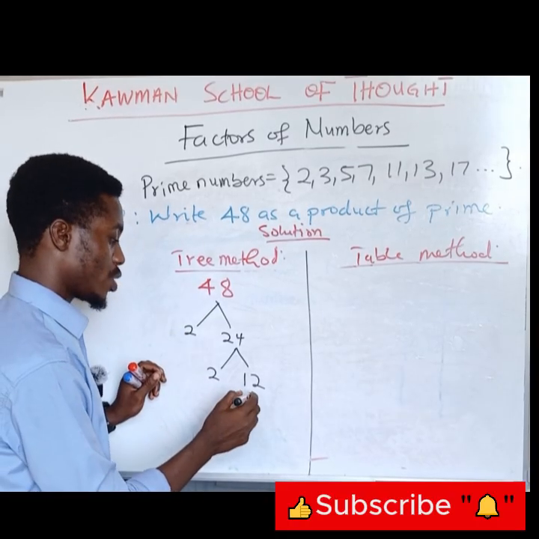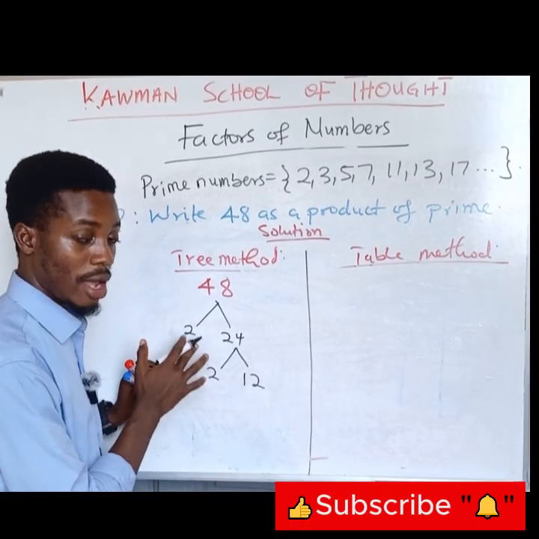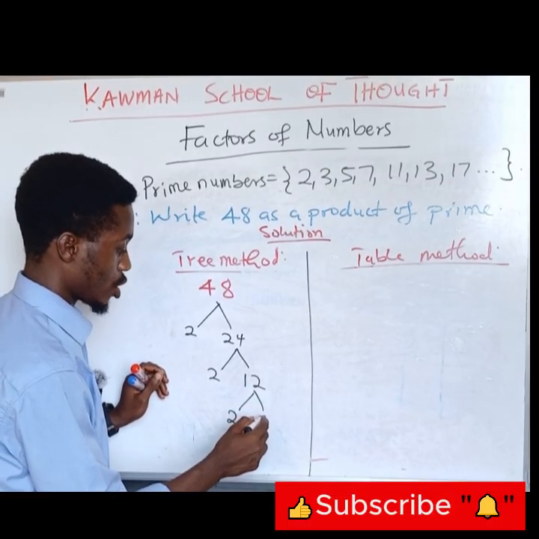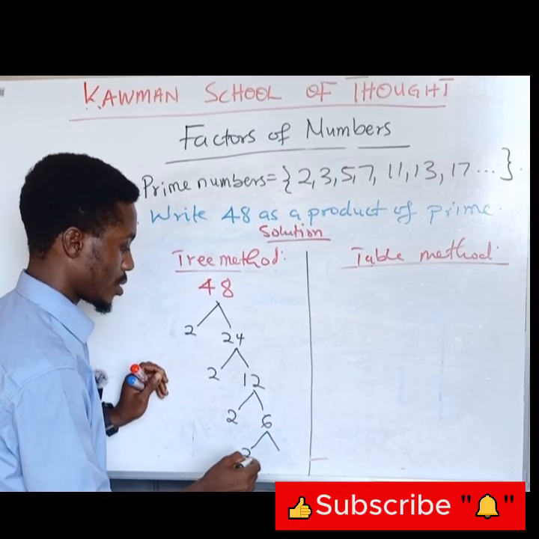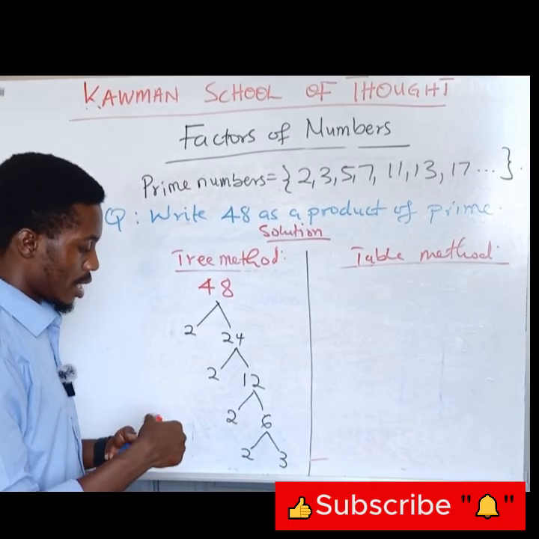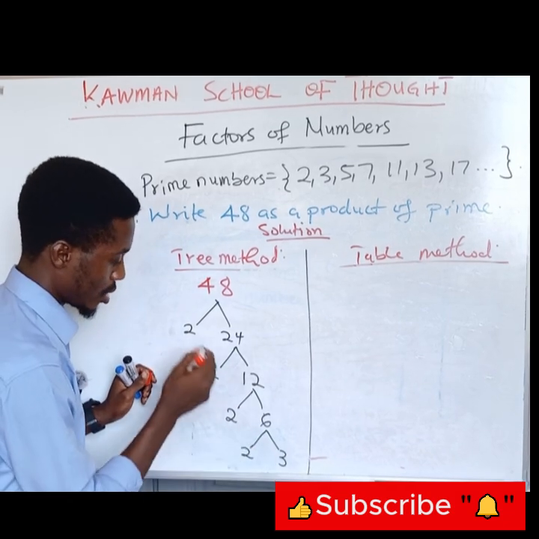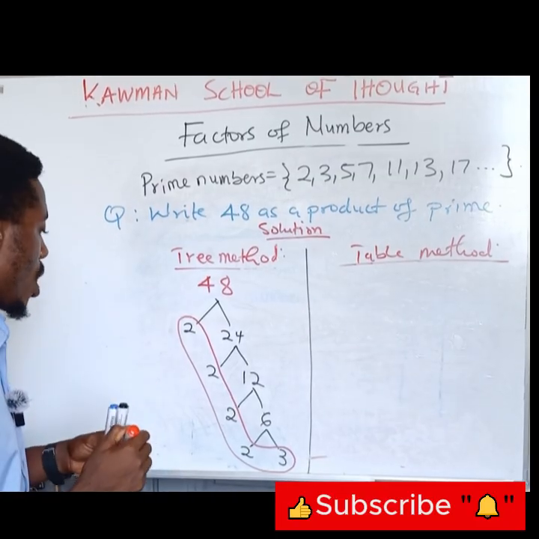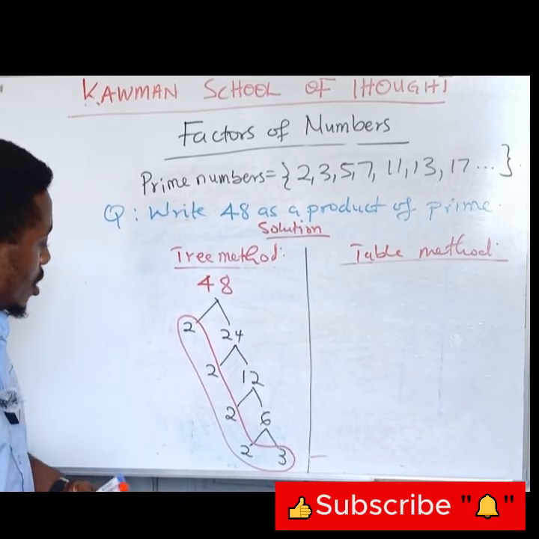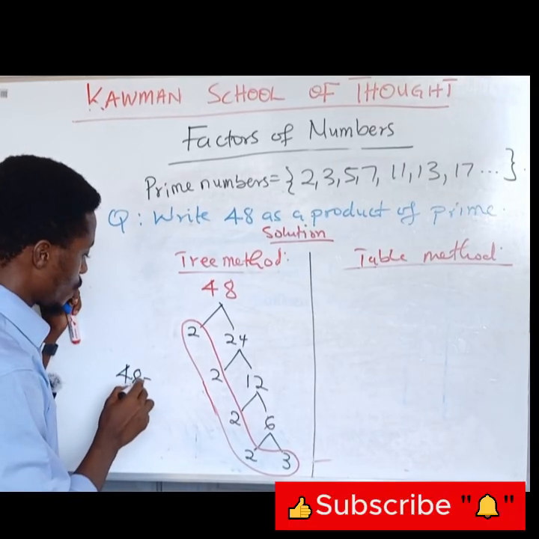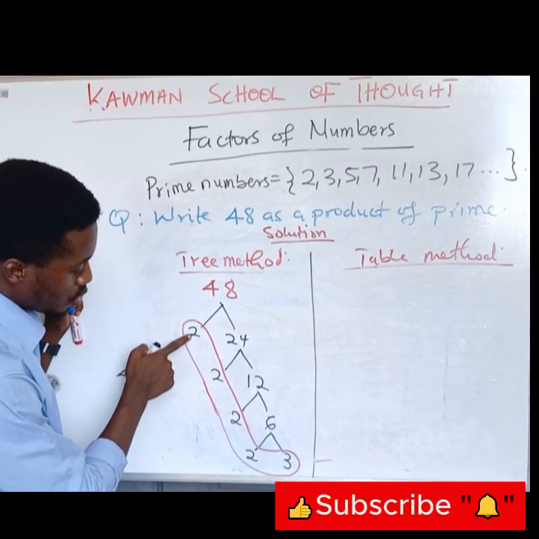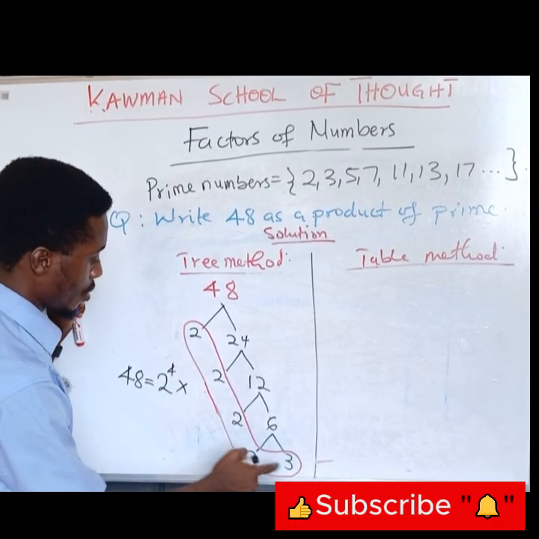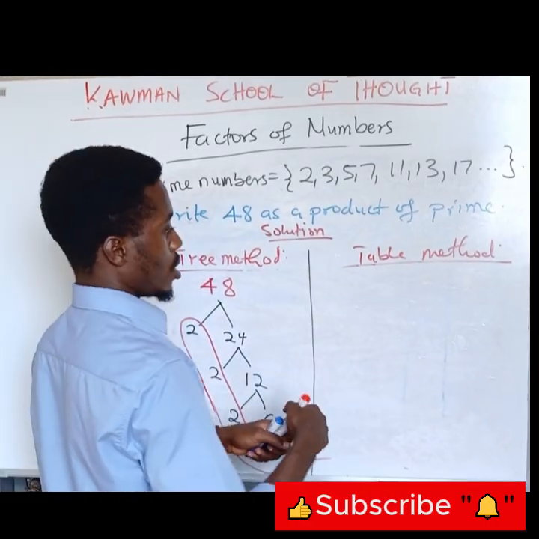Then you focus on this, which is not a prime. You don't bother with the primes again. So this is going to give you 2 times 6, and this gives you 2 times 3. So you can see the prime numbers here, and 3 is part of it because it's prime at the end. So how do we write this as a product of prime? Easy. 48 is going to be equal to the 2's multiplying themselves: 2 times 2 times 2 times 2. That's 2 raised to the power 4 times 3. So that is 48.